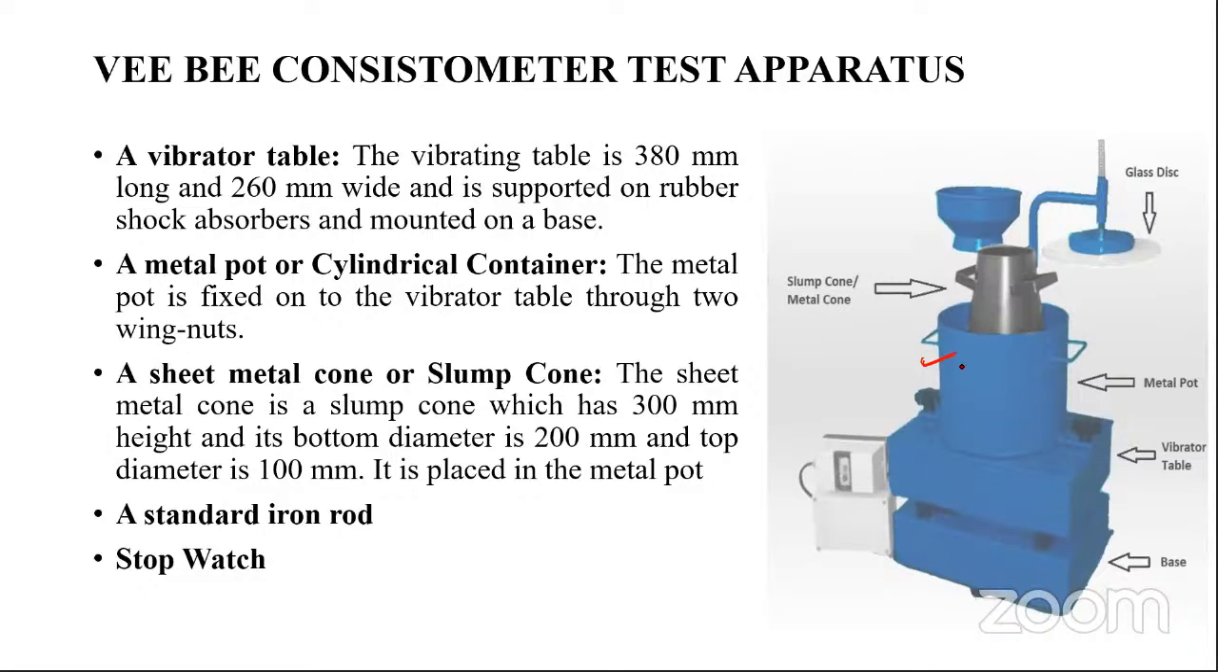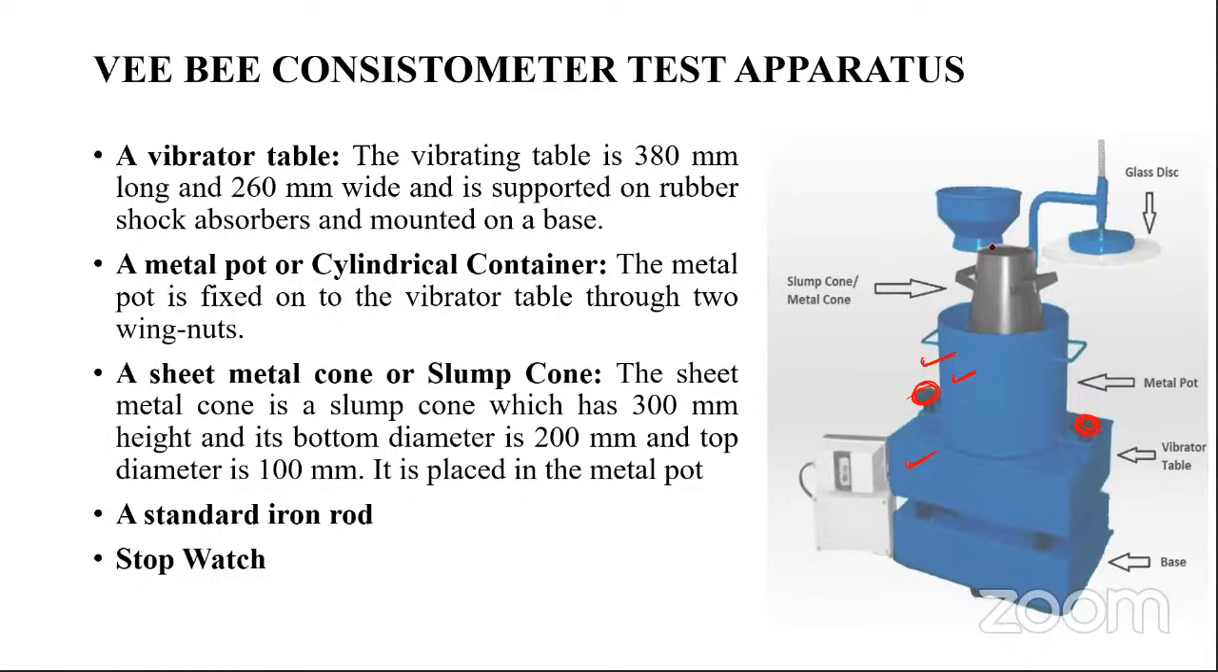Yes, Nishant. Now, this is a cylindrical mold which is placed on a vibrating machine. This is a vibrating machine, and here we will clamp this cylindrical mold with the help of these screws. Now, we will place this cylindrical mold over this vibrating machine and tighten these clamps. Now, in this cylindrical mold, we will place a slump cone. We will place a slump cone inside this whole apparatus.